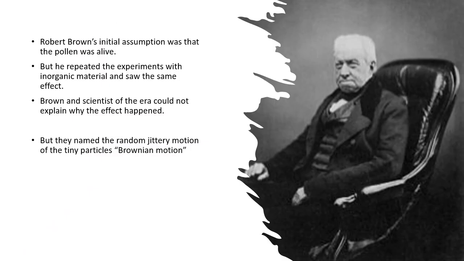Robert Brown's initial assumption was that the pollen was alive, but he repeated the experiments with inorganic materials and he saw the same effects. Brown and scientists of the era could not explain why this effect happened, but they named the random jittery motion of tiny particles after Robert Brown. It was known as Brownian motion.